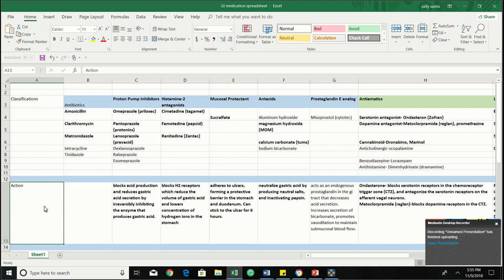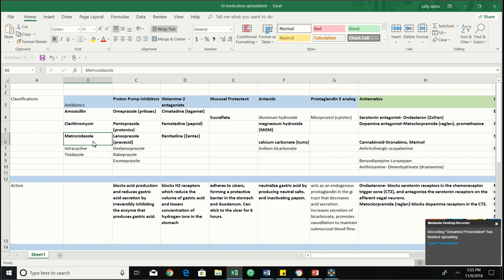So first we have antibiotics in the classification. Metronidazole or Flagyl is a very common antibiotic for GI tract infections or prophylaxis for GI tract infections. You can take a look at this medication in your antibiotic spreadsheet.